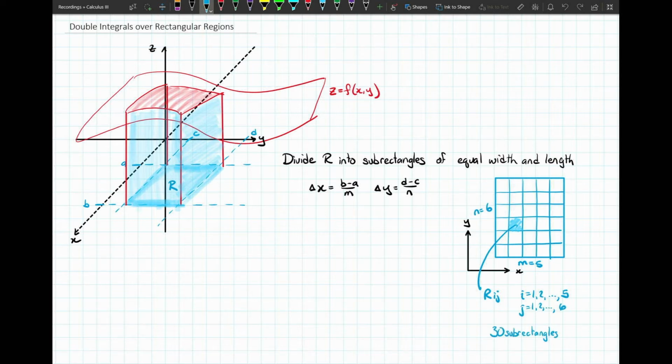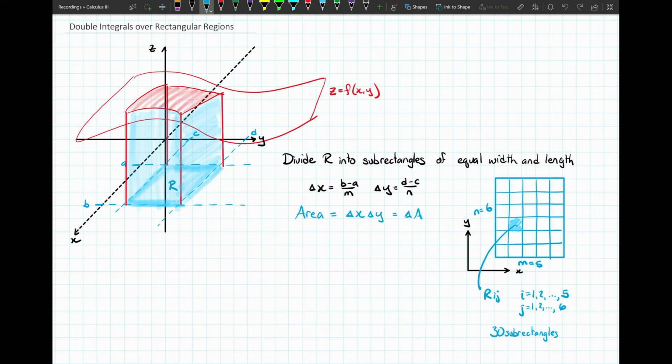All right, now that we've got that divided up, the first thing we'll need is that the area of each of those little subrectangles is given by delta x times delta y. And let's just call that delta A. It's not the full area of the rectangle R. Delta A is just the little area of each of these subrectangles, R sub ij.